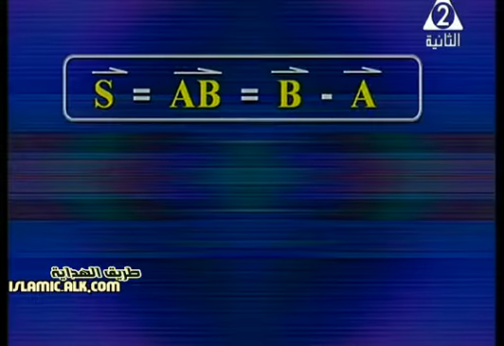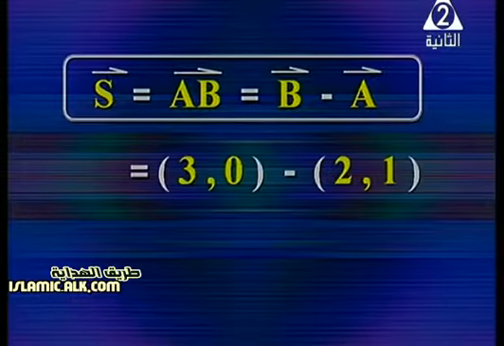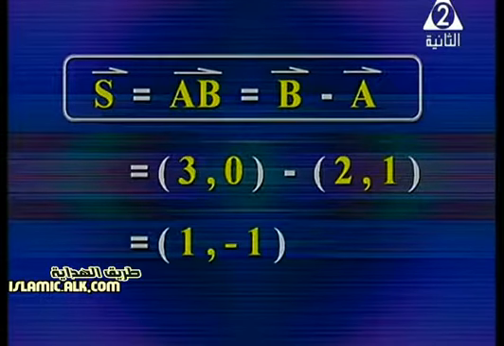After that, we find the displacement S equals vector AB, which equals vector B minus vector A. That is (3, 0), the first ordered pair, minus (2, 1), the second ordered pair. The answer is (1, -1).